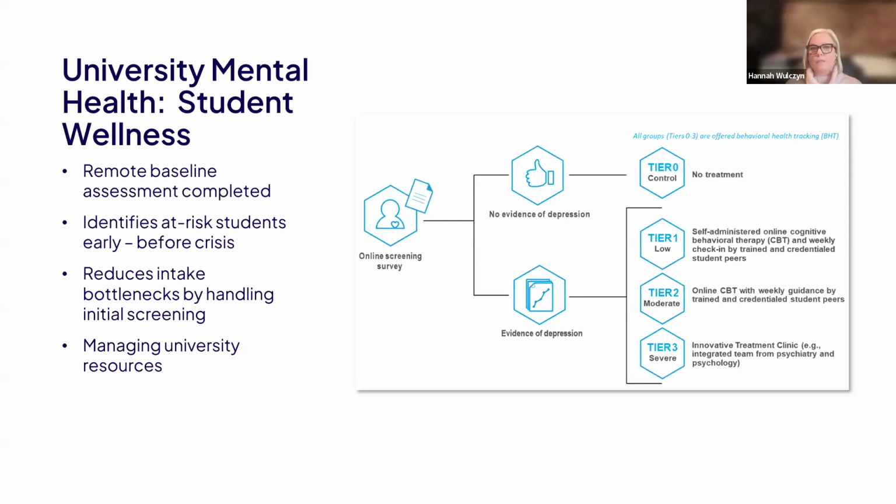So as you can see here on this slide, there's an example of a stepped care approach where the assessment is completed, and based on whether there is evidence of, in this case, depression or not, there are different levels of care that each individual is triaged to.